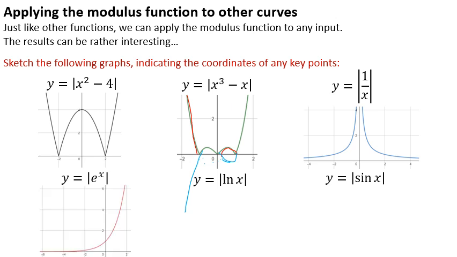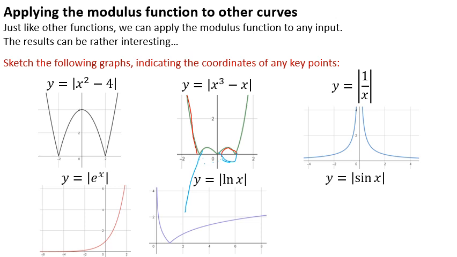Y equals mod e to the x is the same as y equals e to the x, because e to the x is never negative anyway, so it doesn't ever need to change. ln, however, does go negative. ln is negative between 0 and 1, so we're going to need minus ln x between 0 and 1, and ln x from 1 upwards. We get this interesting shape. You can see the asymptote is still on the y-axis, but this time the curve shoots up towards the asymptote instead of down. And mod sin x might be the nicest one.